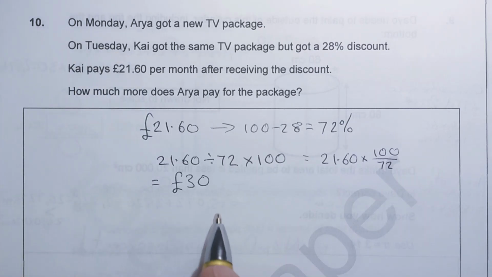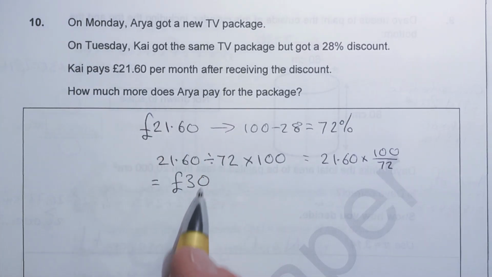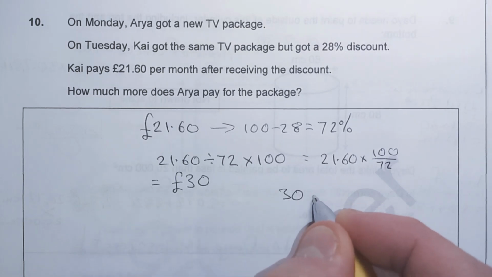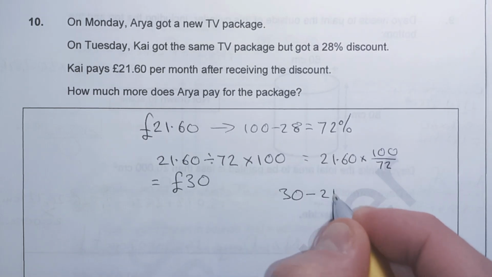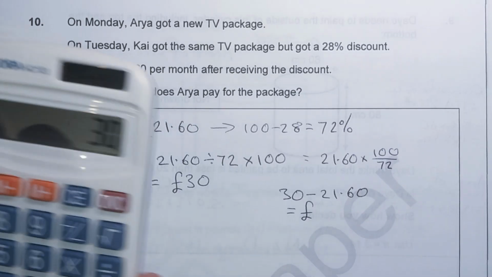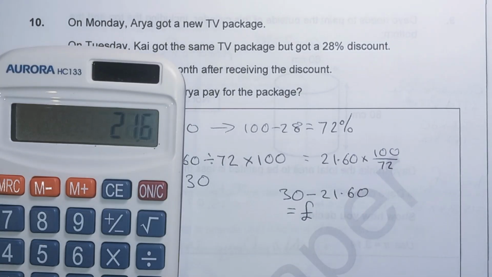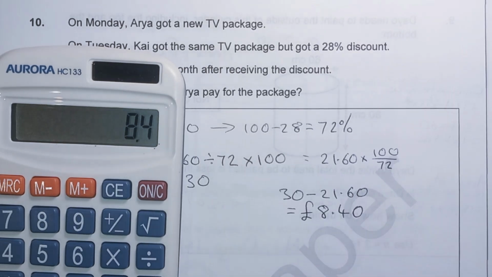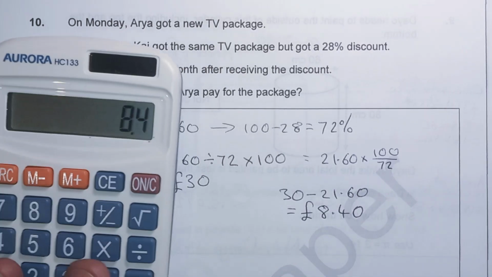Okay. But they want to know how much more does Aya pay. Well, Aya's paying 30. Kai's paying £21.60. So work out the difference. 30 minus 21.60, we get 8.4, but because it's money, we're going to write it as £8.40.